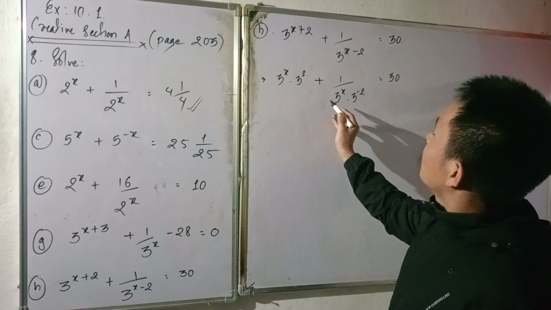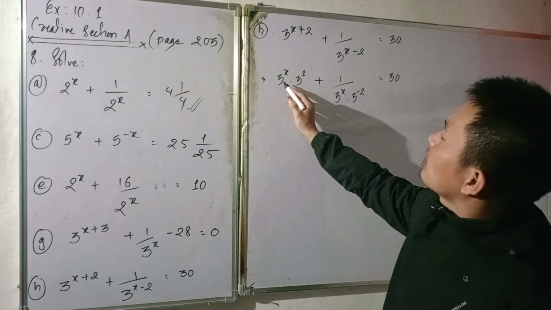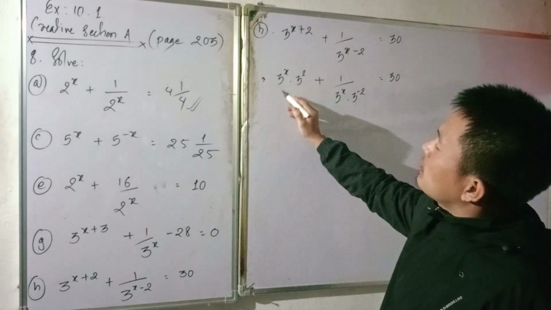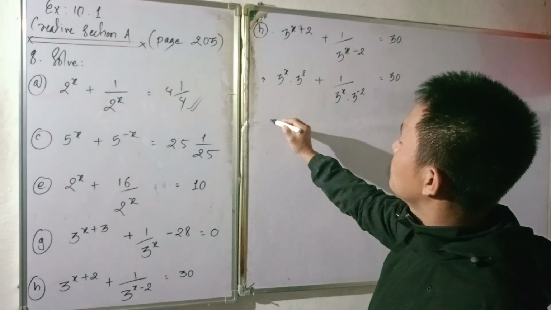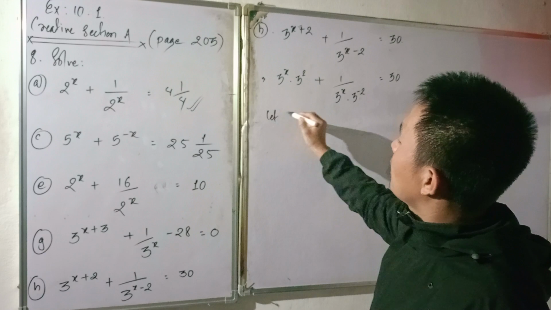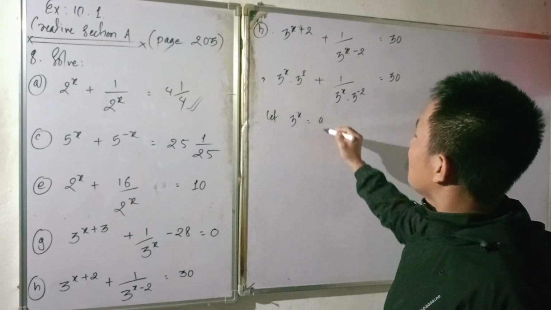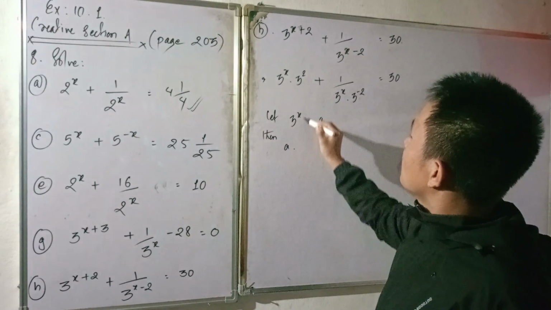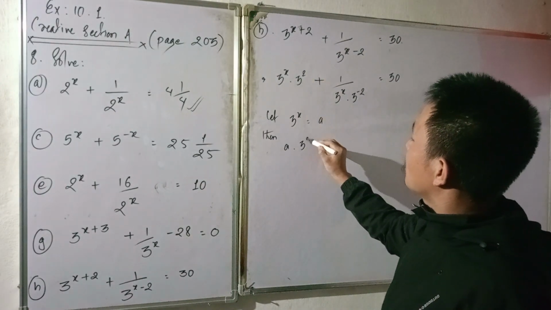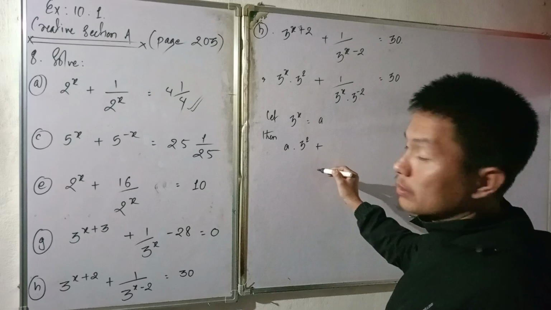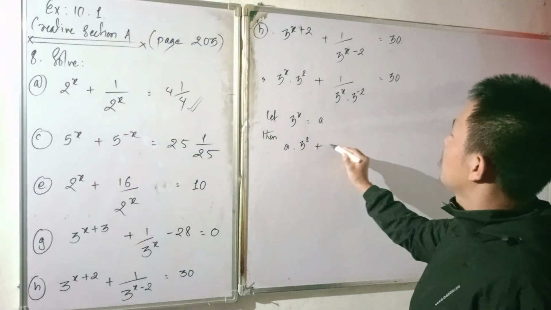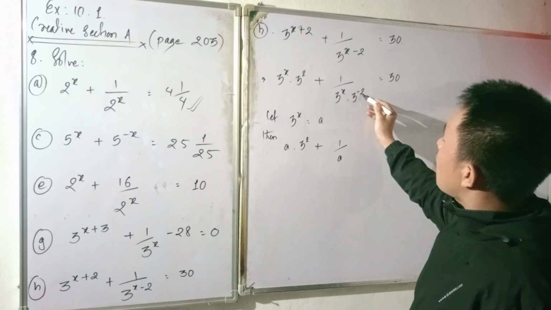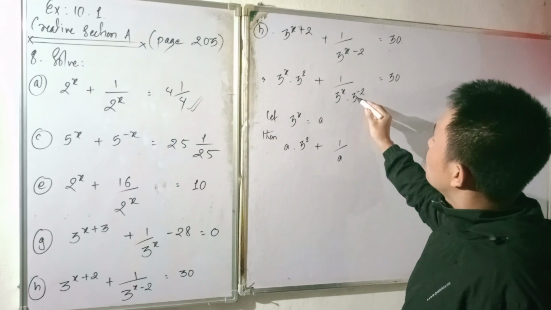Now try to replace this 3 power x with some variable. Let 3 power x be a. Then 3 power square, or if you want to convert, you can write 9. So 1 by 3 power x, that is a. Now 3 power square can be written in the numerator.